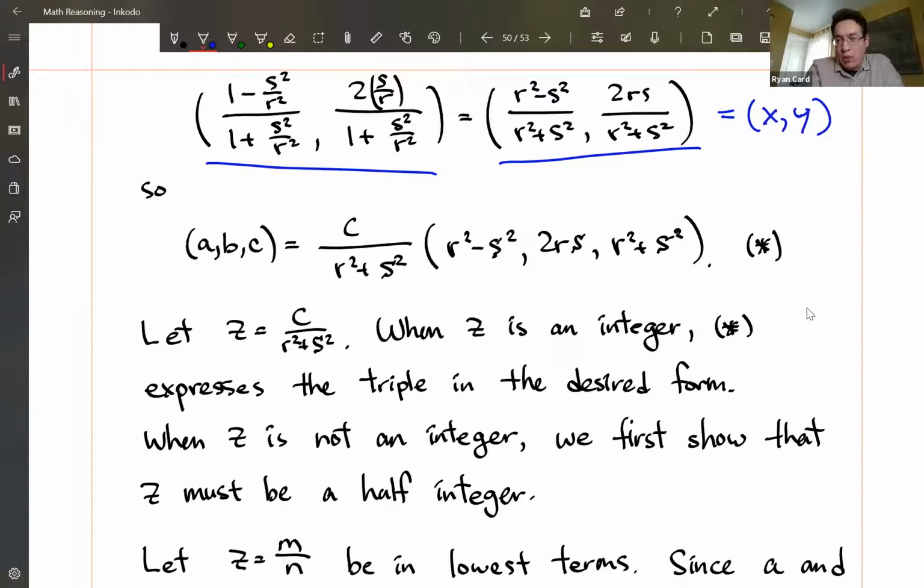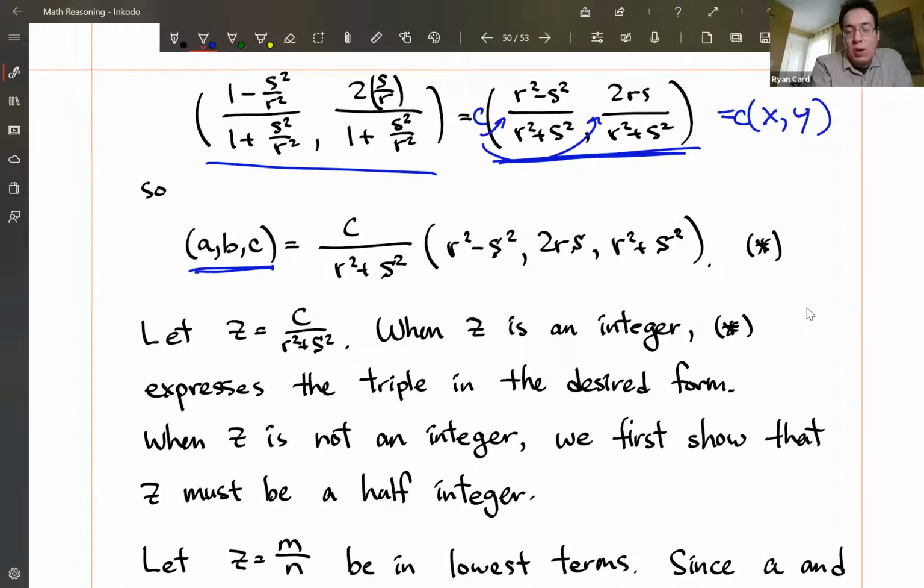Now that we understand what x and y have to look like, we want to convert that back to the form a, b, c. So remember, we had to divide a and b by c to get the x and y. So to get back the a and b, you have to multiply by c. So let's say we multiply each of the terms by c. So we're multiplying c to this term and that term.